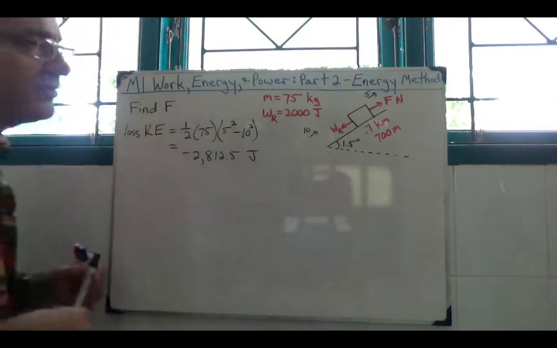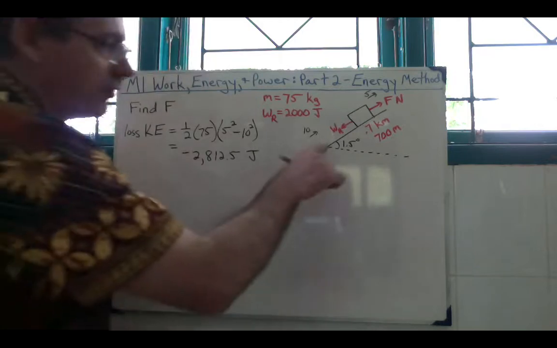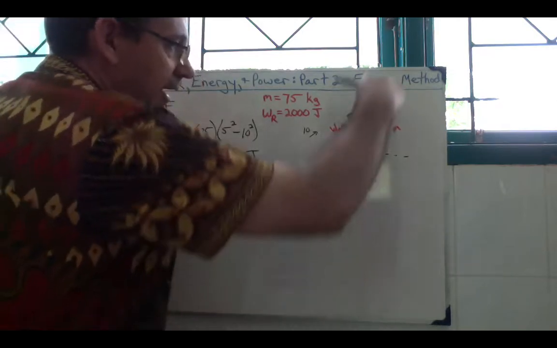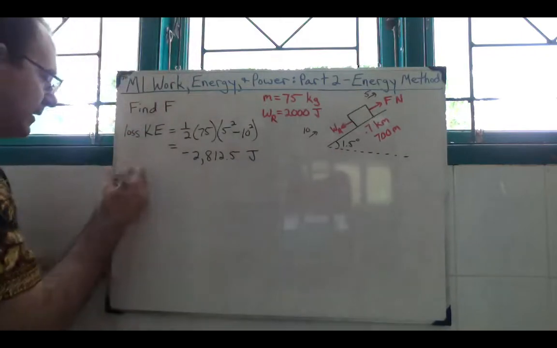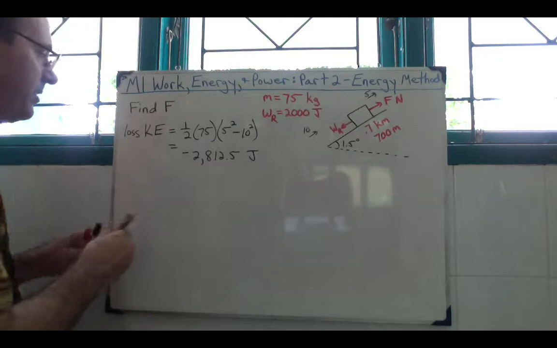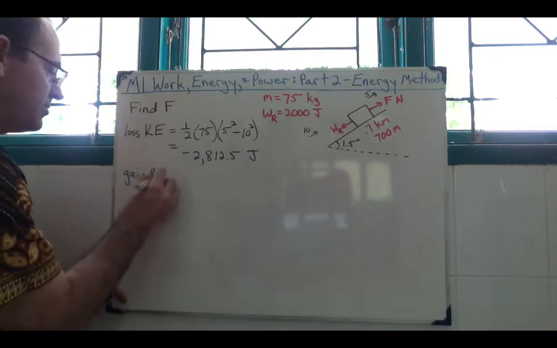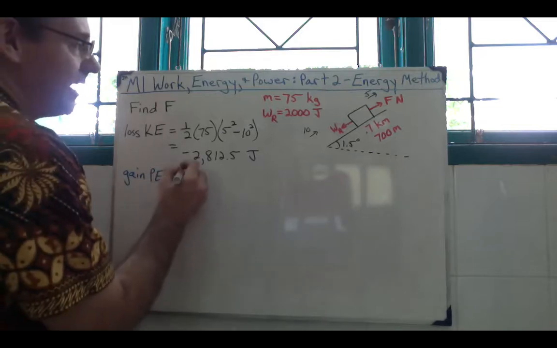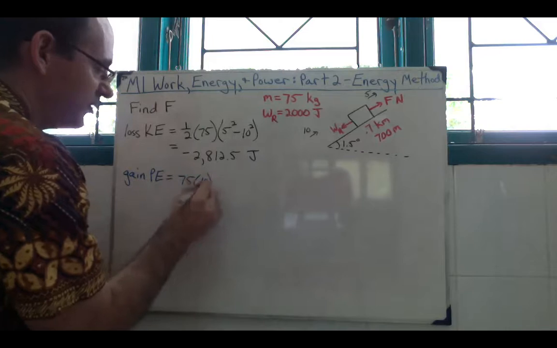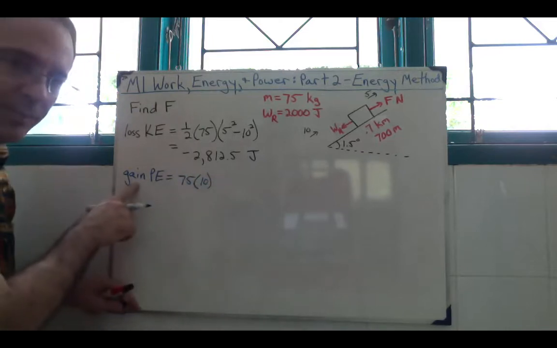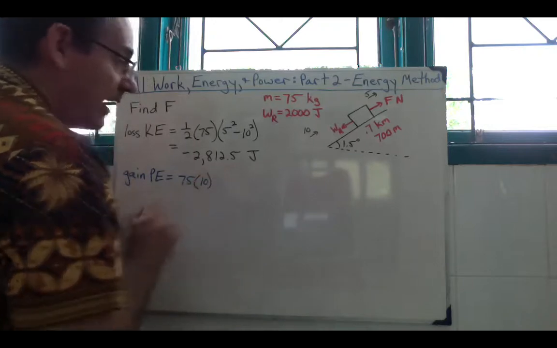Now let's focus on potential energy. And so notice we started at ground level and we have increased our height. So that's going to be a gain in potential energy. So put gain in our potential energy. And this is mass, 75, times gravity. We'll just put in 10. We already see it's going to be a positive value here because it's a gain. And we need the height.